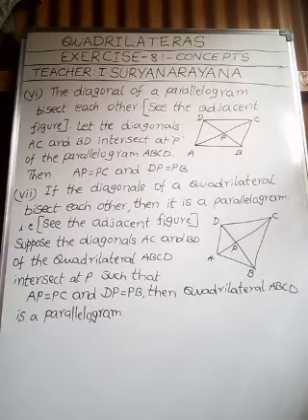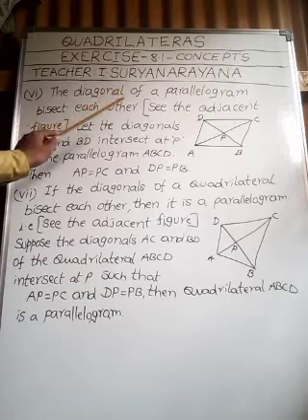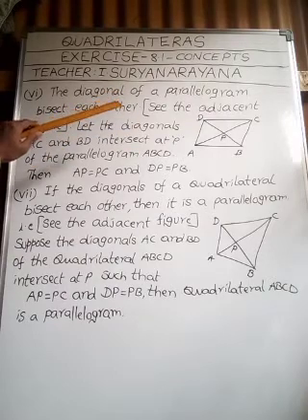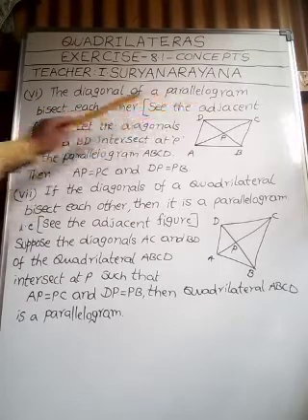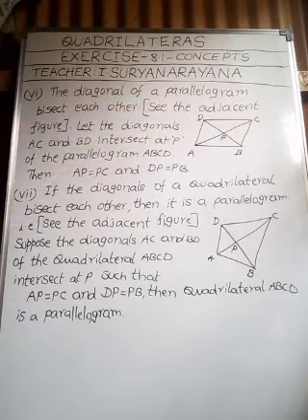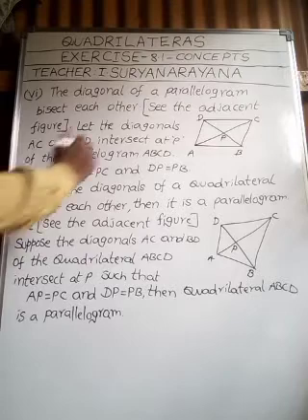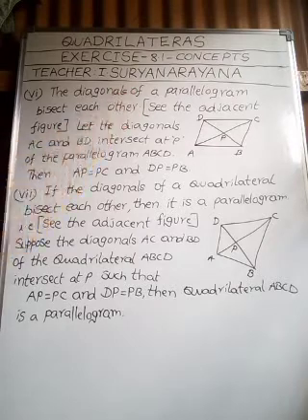In the previous points, we have discussed the side properties and angle properties of a parallelogram. Now come to the diagonal properties of a parallelogram. See this point: the diagonals of a parallelogram bisect each other.